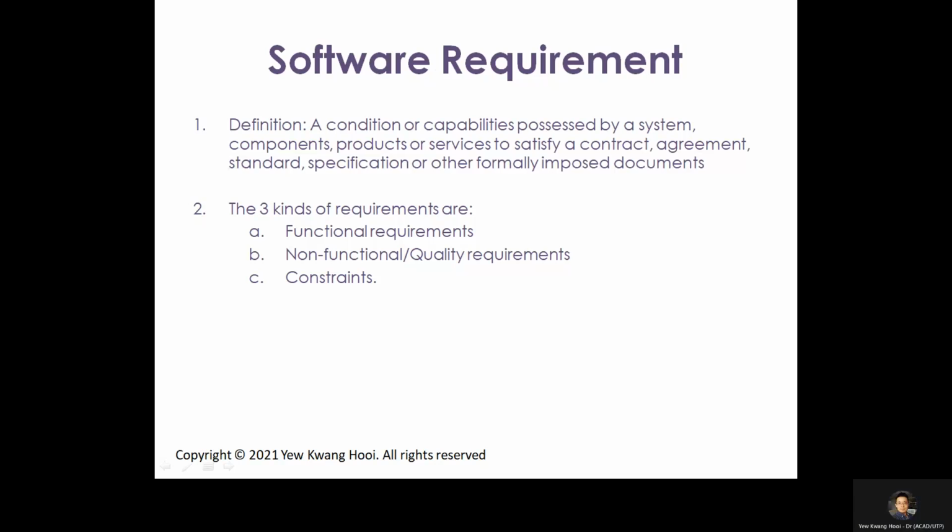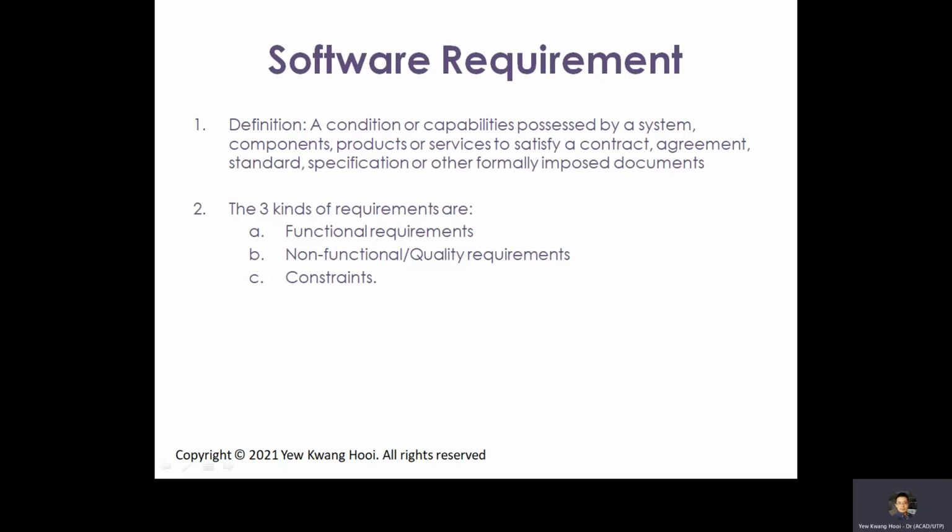Now, there are three kinds of requirements. Every time you think about requirements, please think of these three kinds. Number one, the function. What does the software do? Functional requirements. Number two, the quality or non-functional requirements.